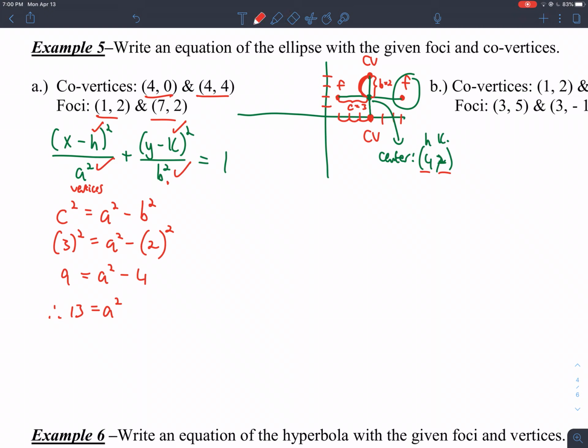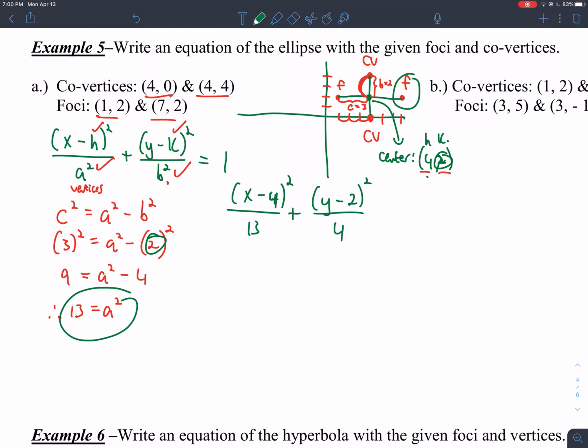Okay, so now I can start plugging stuff in. Let me go back to green. I'll just plug stuff in. Okay, x minus h. We said h is 4, squared, over a squared. We said a squared is 13. Okay, plus y minus k squared. Well, k is 2, over b squared, and we said b is 2, so b squared is 4. Okay, and that equals 1. And that's the equation. That is the equation. That's a pretty tricky question.